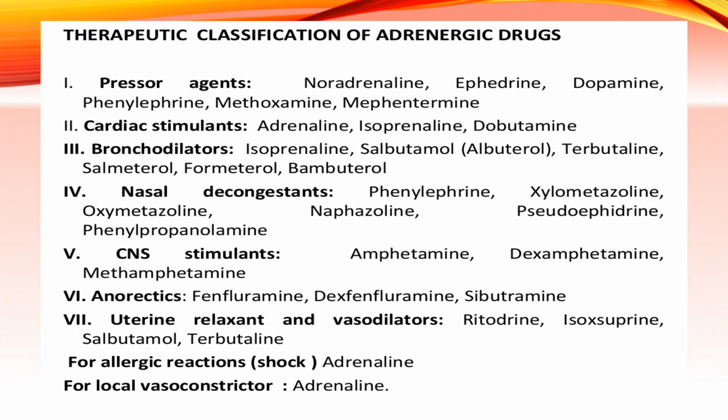And the third way to classify our adrenergic drugs is by their therapeutic classification. So we have here the different pharmacological actions and clinical uses of our adrenergic drugs with their different examples. They can be used as pressor agents, cardiac stimulants, bronchodilators, nasal decongestants, anorectics, and uterine relaxant vasodilators. We also use our adrenergic drugs for allergic reactions and as local vasoconstrictors.